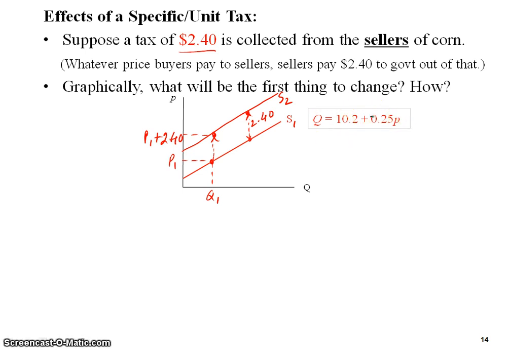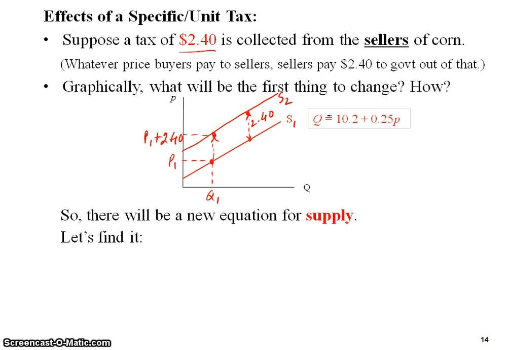Okay, so to derive the new supply equation, you have to add the $2.40 to a price equation, not a quantity equation, right? So from this equation we have to derive a price equation, right? Or what we called it in the previous chapter, the inverse supply equation. Okay, so that's what we're going to do next. Okay, so there will be a new supply equation, right? And here we go to derive that equation.